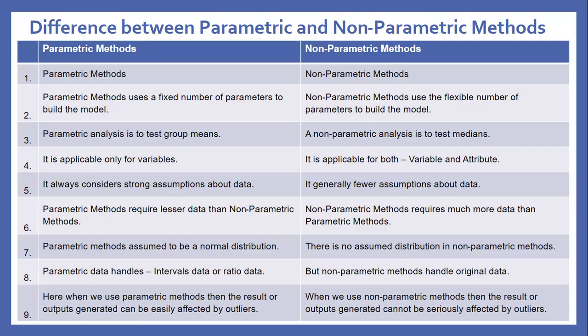Parametric methods assume a normal distribution. There is no distribution assumption in non-parametric methods. Parametric methods handle interval data or ratio data, but non-parametric methods handle ordinal data. When we use a parametric method, the outcome generated can be easily affected by outliers. When we use a non-parametric method, the output generated cannot be seriously affected by outliers.